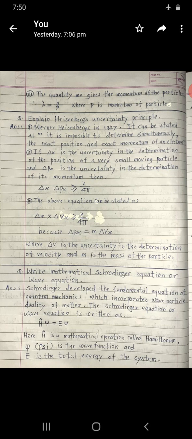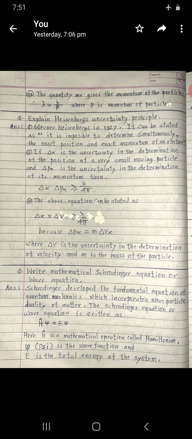Next one is: write the mathematical Schrodinger equation. It is also known as the wave equation. Write mathematically the Schrodinger equation or wave equation. Schrodinger developed the fundamental equation of quantum mechanics, which incorporates the wave-particle duality of matter.